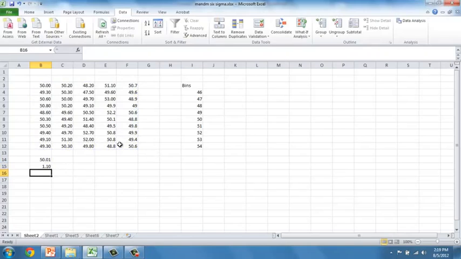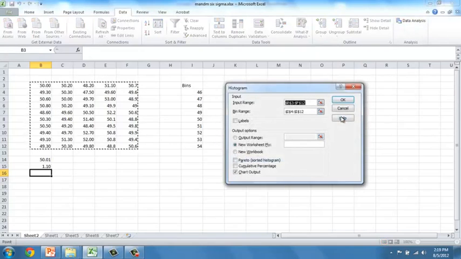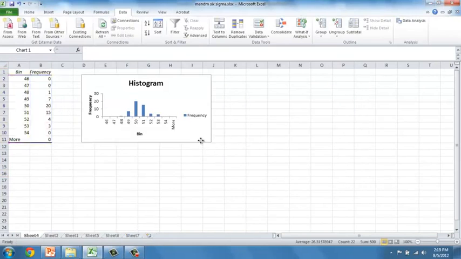To get a visual of the distribution, we can use the histogram analysis in Excel. For that, go to Data Analysis, click on Histogram, enter the data here as the input range. As the bin range, enter a number that is slightly below the lowest value and a number that is slightly above the highest value, and then click on OK. Now you get a chart that looks like this.